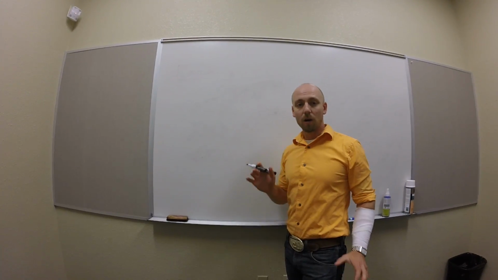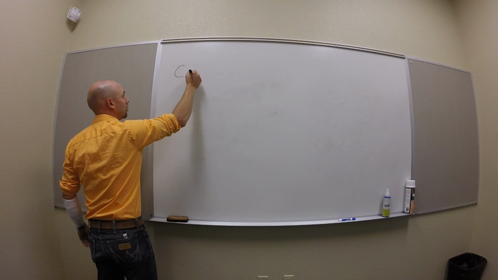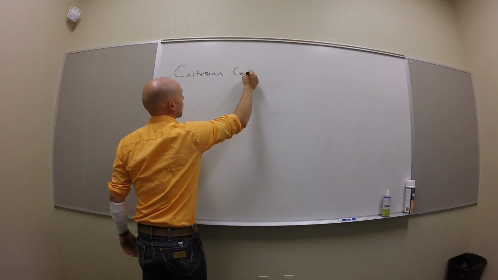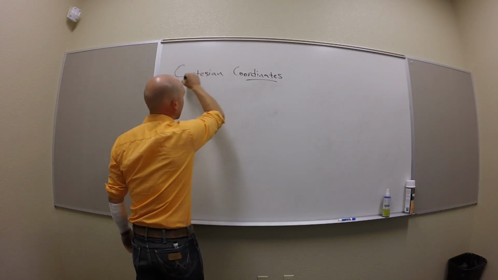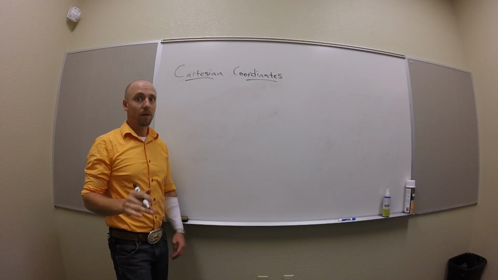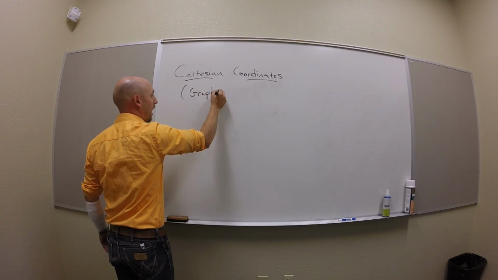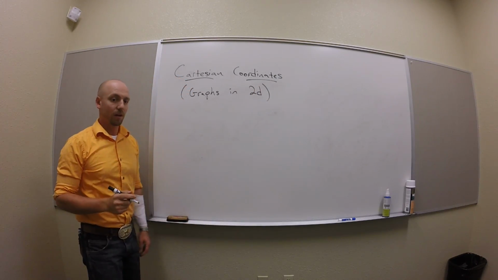Alright guys, so I'm going to give you a quick overview of what we call the Cartesian Coordinates. And this is fancy words that I don't care if you know them, okay? So another way you could think about this is just graphs in 2D, okay?